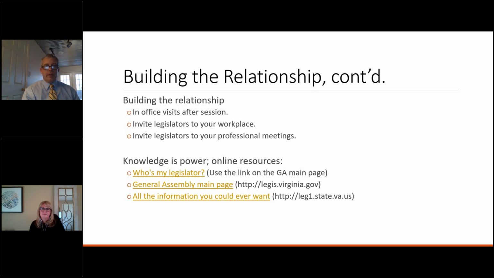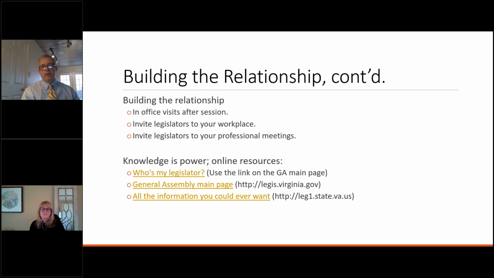So the General Assembly main page is great because it has the Who's My Legislator link. The General Assembly main page also has a lot of information that's readily available. It's got the House of Delegates list with all their contact information, their district offices, their General Assembly offices, their district and general phone numbers, their email addresses.